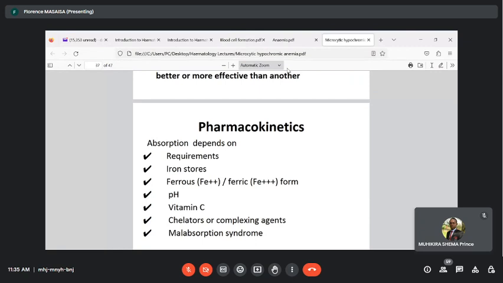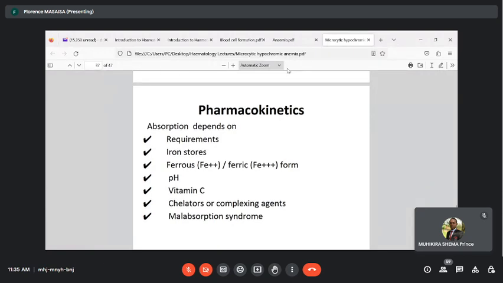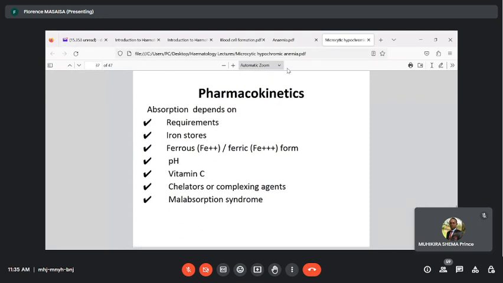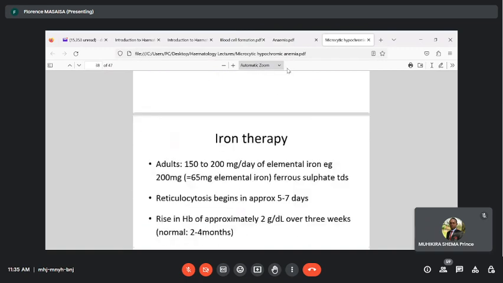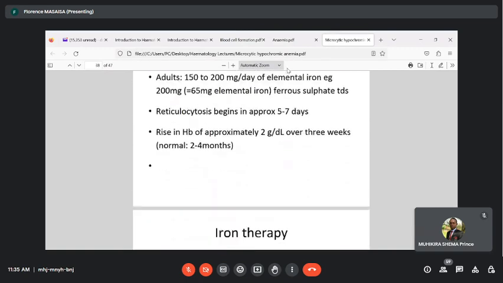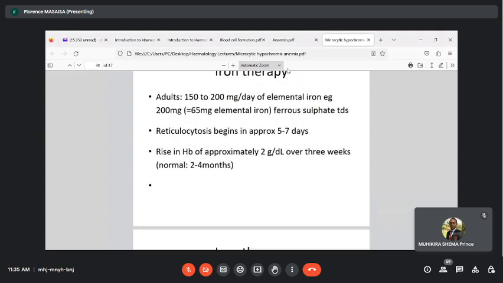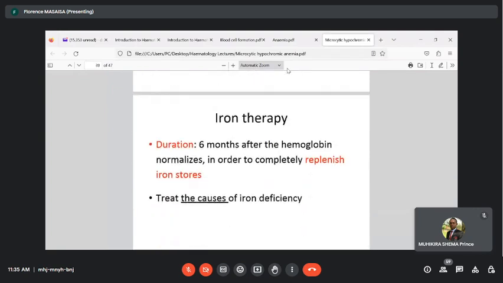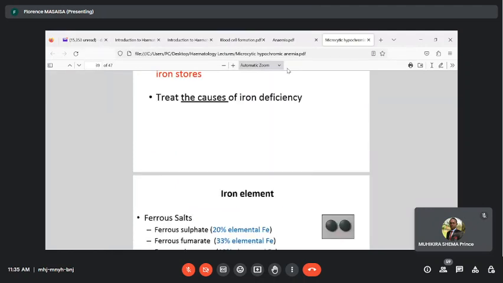So depending on requirements of iron, when there is iron deficiency, there is increased absorption. Factors include iron storage, ferrous or ferric iron, vitamin C, pH, and chelates of iron. Chelates of iron are those things we have talked about, coffee, tea, and so on, but also malabsorption. This is just a repetition, I think. And continue therapy for 6 months after hemoglobin is normalized in order to replenish stores, and treat the cause. So that's what I can tell you.